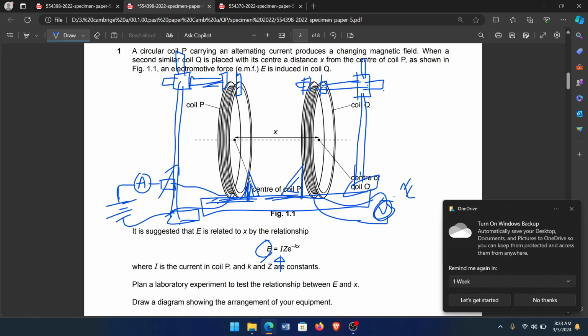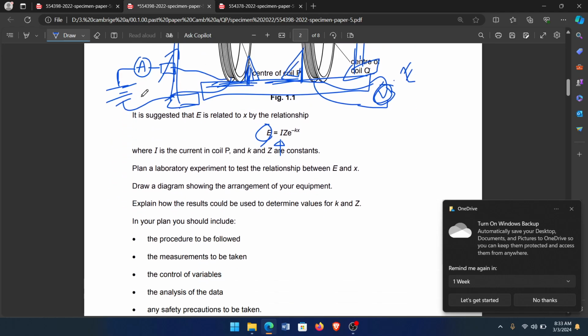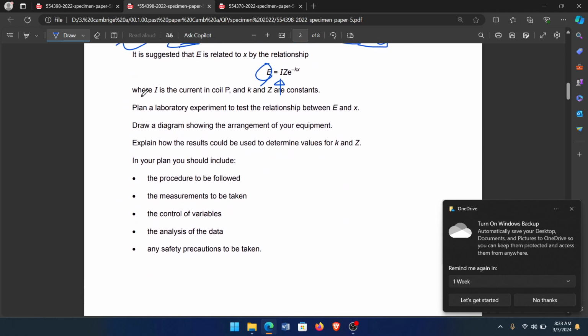Set square. Place a set square here to confirm that both of these coil surfaces are vertical, with the ruler. And the ruler must be kept horizontal. It can be ensured using a spirit level, right? Look at this procedure. These are the procedure overall. Measurement taken.